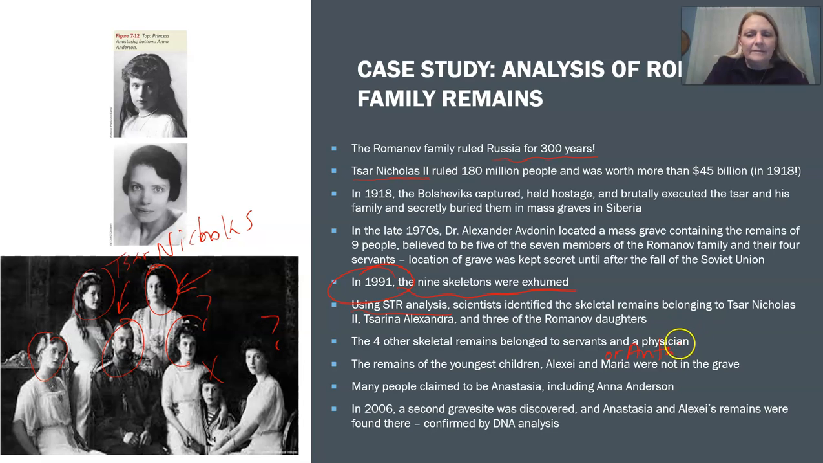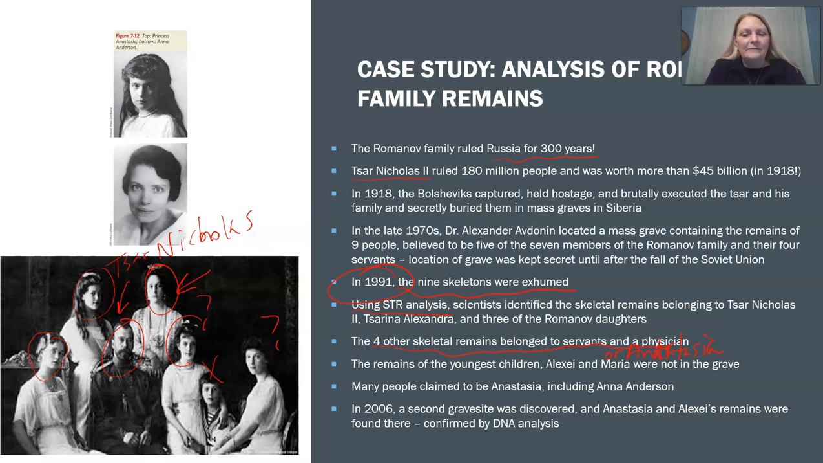And if you read in different places, some people will say it was Anastasia that they didn't find, and some people will say it was Maria that they didn't find. But I think the problem was they weren't sure which one was missing. But they did conclude that it was this family. By the way, the other skeletal remains in that grave were some servants and a doctor that was with the family.